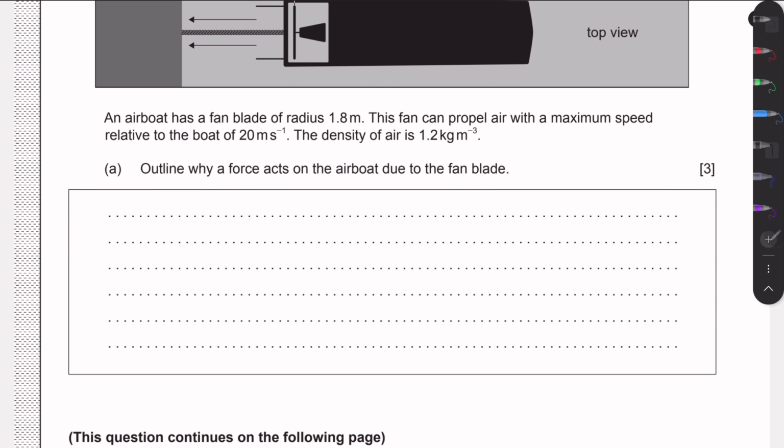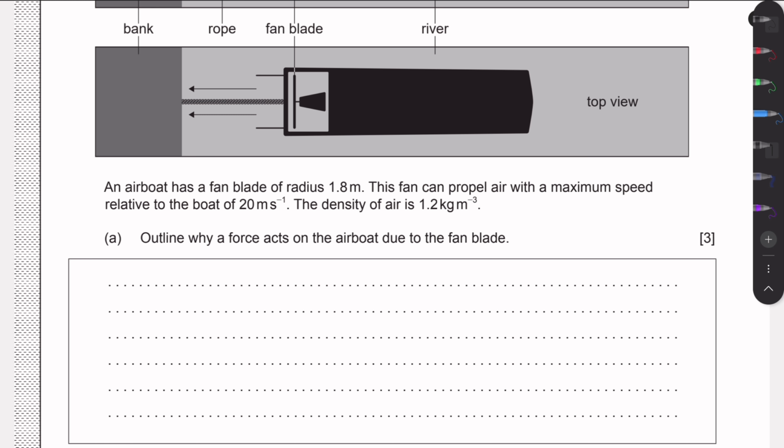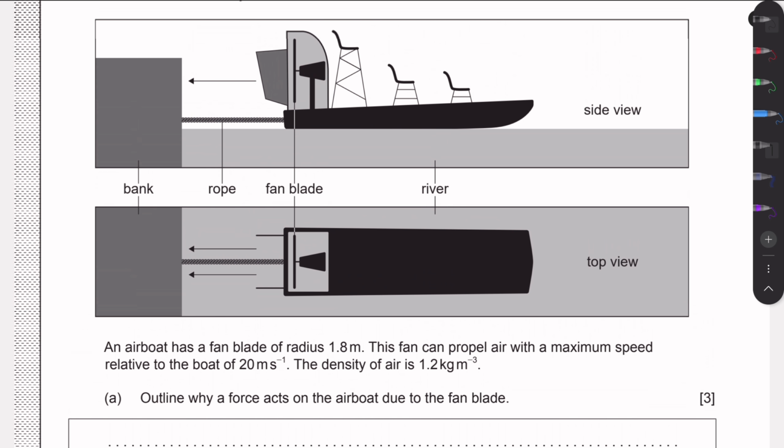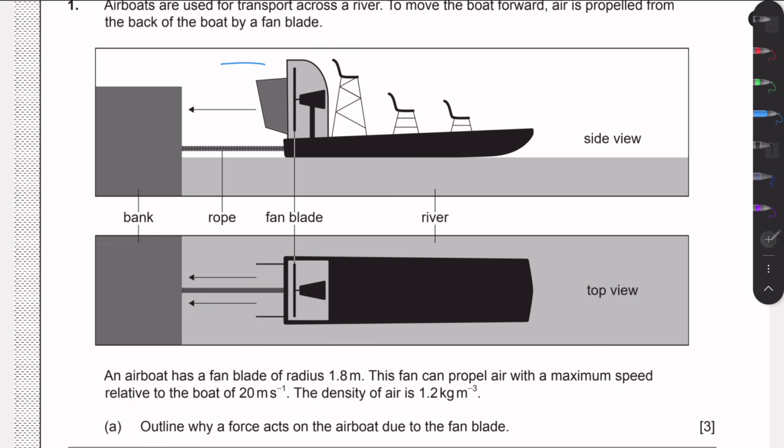And in the first part of the question we need to outline why a force acts on the airboat due to the fan blade. Well, as we are told, the fan is spinning, pushing air backwards, so the air is experiencing a force which makes the air accelerate backwards. But due to Newton's third law, we know that every force has an equal and opposite reaction force, which means that if the air is experiencing a force backwards, then the boat must experience a force forwards, and that's what is going to propel the boat forwards.